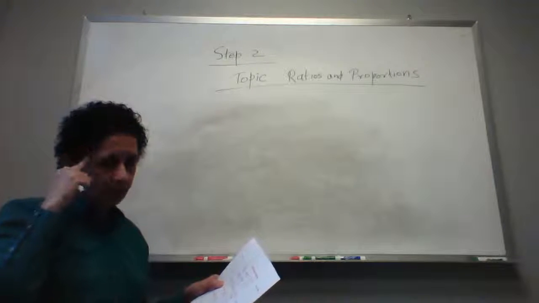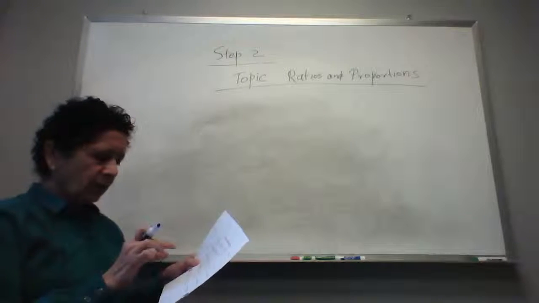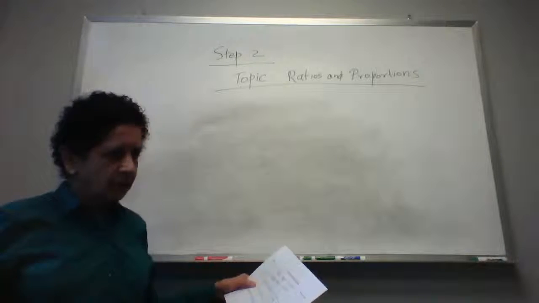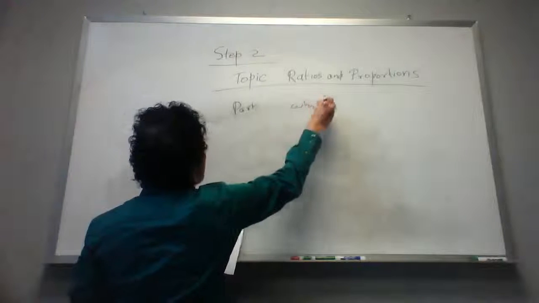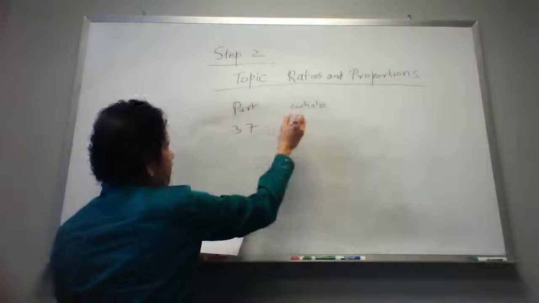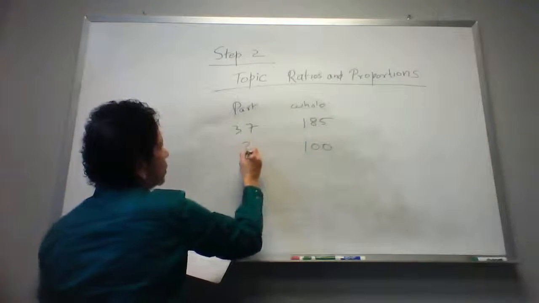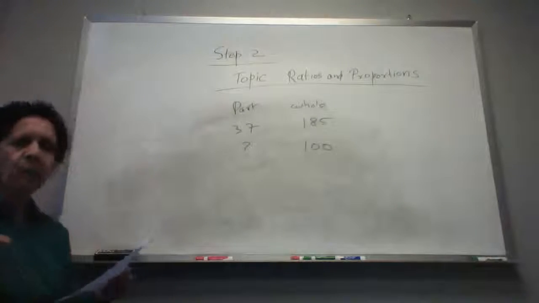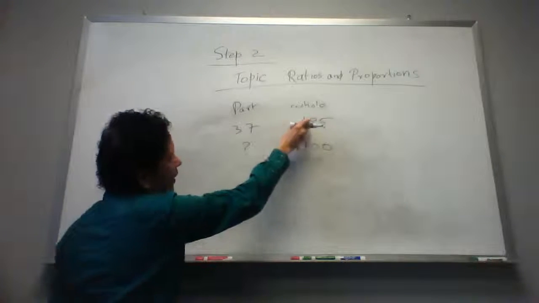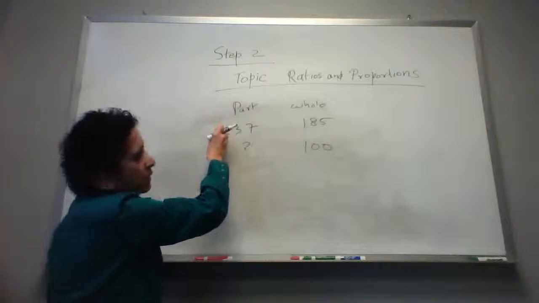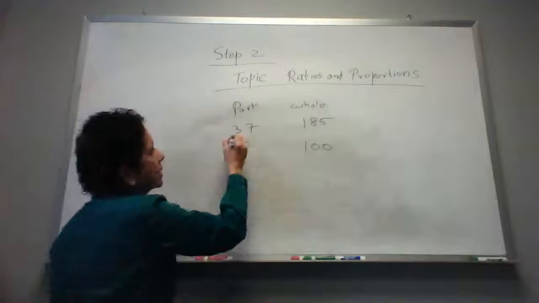So you need to know what is the part, what is the whole, okay? Now 37 is the part, 185 is the whole, right? So the part is 37, and the whole is 185. And then when the whole is 100, you want to know what the part is, because the question is what percent, right? If the total is 185, then the part is 37. If the total is 100, what is going to be the part? So that's a percent, right? So you can set it up this way.